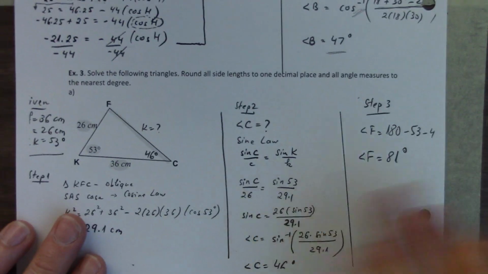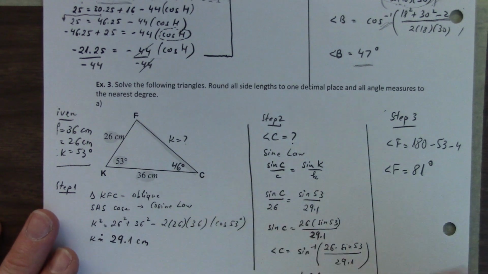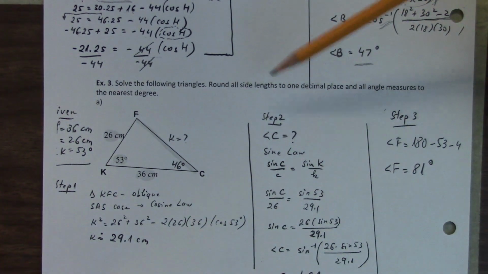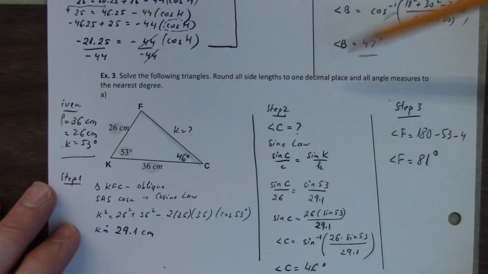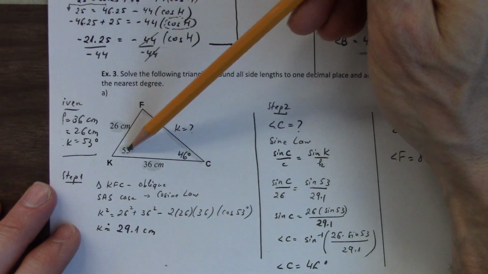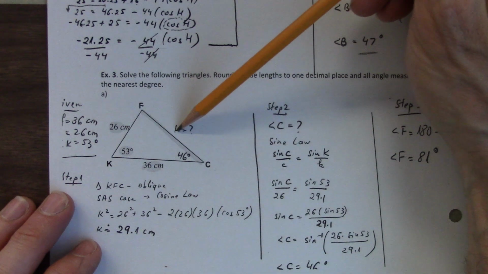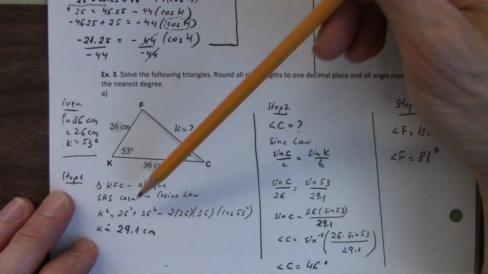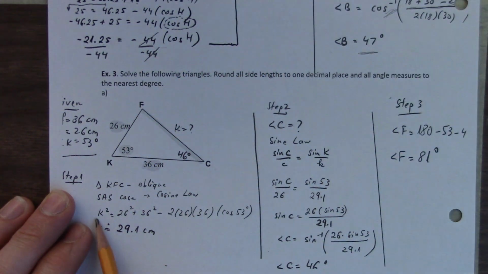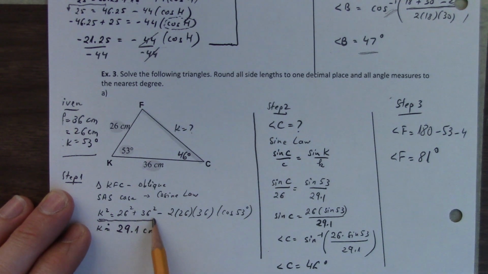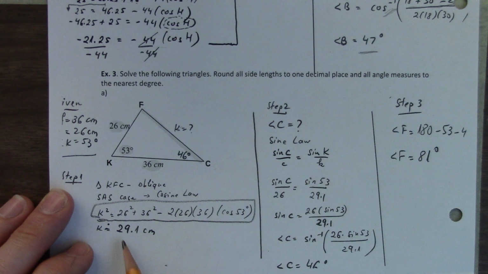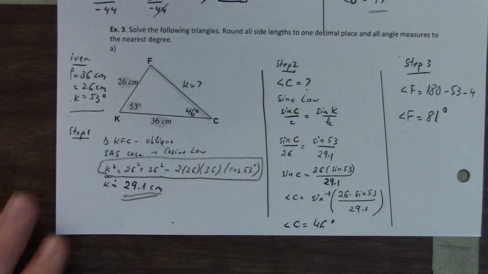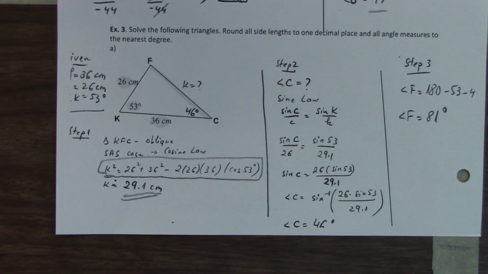All right. 3. Solve the triangles. So we need to solve all of the angles and all of the sides. F, K, and C. We have side, angle, side. So we know we're going to be solving for the side length K using our cosine formula. Here it is. K squared is equal to this. These are all subbed in values from the triangle that we already know. And right away we just say K is equal to 29.1. You can do that all in one step on your calculator.